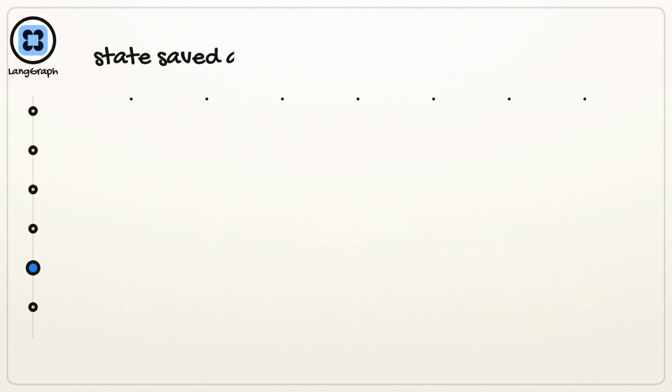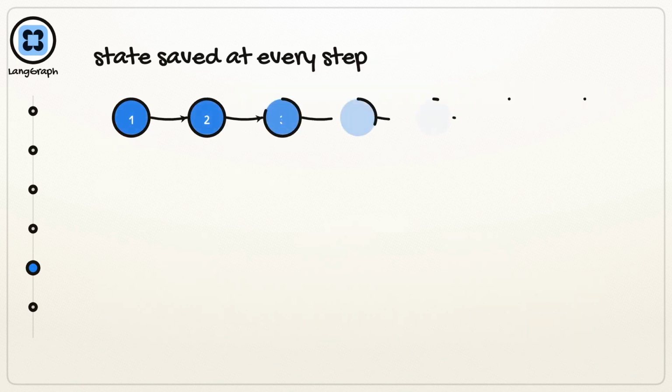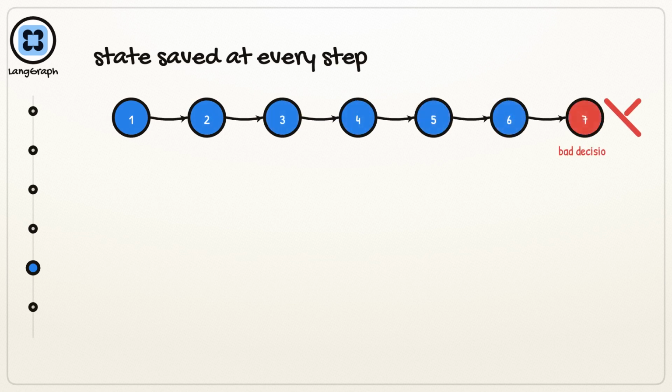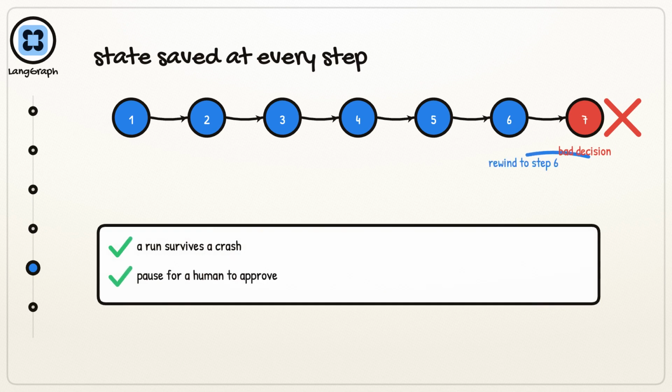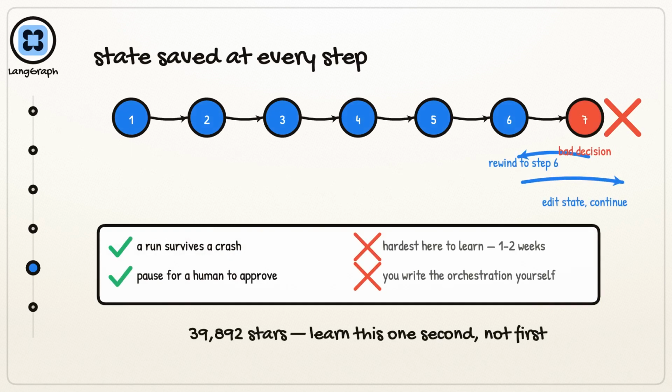What you get is state saved at every single step, so a run can survive a crash. You can pause execution and wait for a human to approve something. And if the agent makes a bad decision at step 7, you can go back to step 6, change the state, and continue from there instead of starting over. The cost is that this is the hardest framework here to learn, typically 1 to 2 weeks. You are writing the orchestration yourself, so simple projects end up with more code than they would elsewhere.